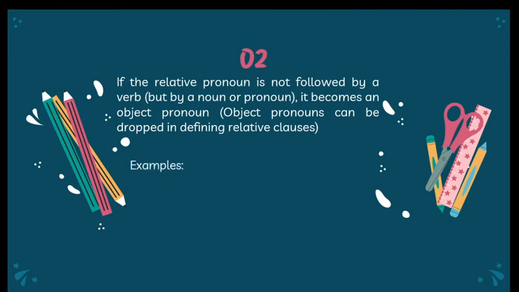We have some examples when the relative pronoun is not followed by a verb, but by a noun or pronoun. That was the man whose car was stolen. Here we have the relative pronoun whose followed by the noun car.